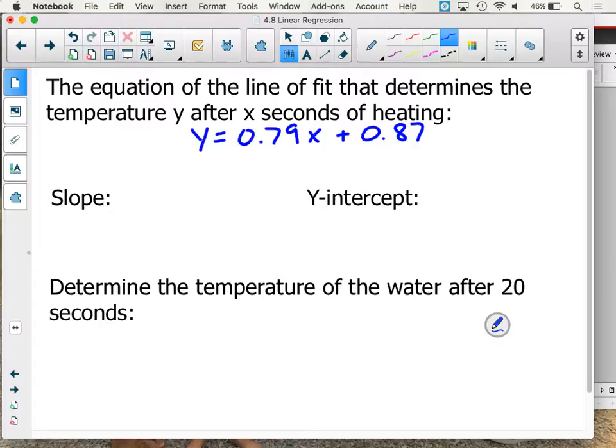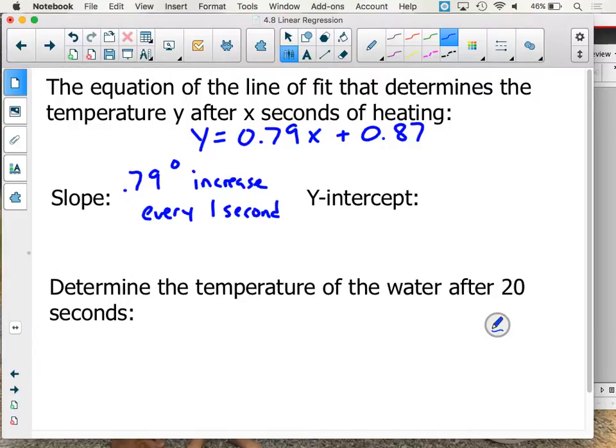First, let's talk about the slope. What does the slope mean in this problem? I know it's 0.79, but 0.79 what? Well, remember, change in y over change in x, so it's going to be temperature divided by seconds. What that tells us is a 0.79 degree increase in temperature for every 1 second that we heat it. So every second, the water gets 0.79 degrees warmer.